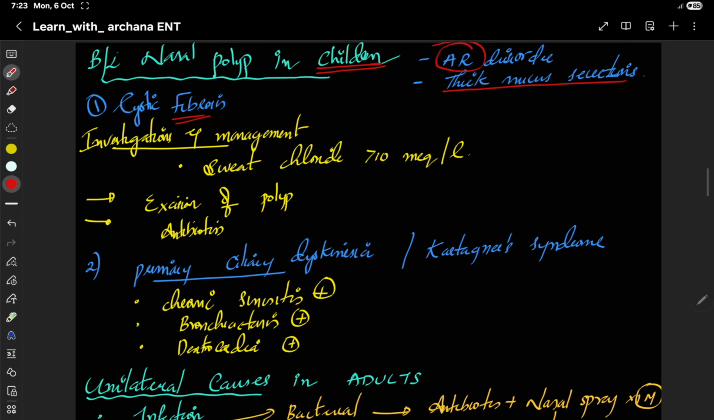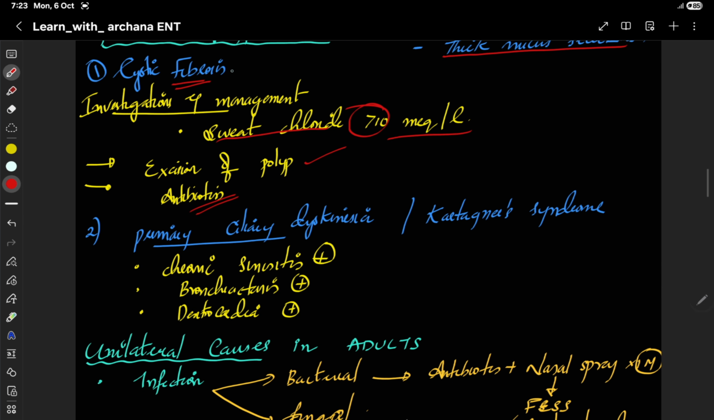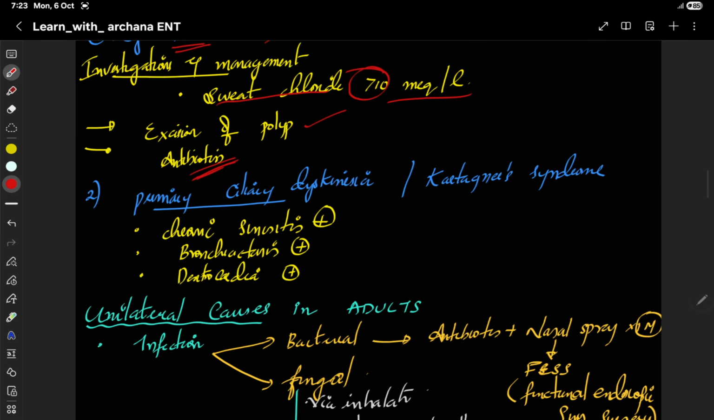The investigation we have to do is to analyze the sweat chloride amount. It will be more than 60 milliequivalents per liter. It is diagnostic of cystic fibrosis, and we can excise the polyp and we can give antibiotics to prevent infections. There will be many systemic infections in association with cystic fibrosis, so we have to give antibiotics.